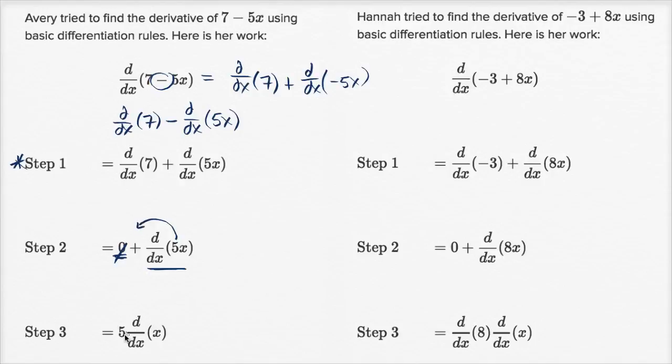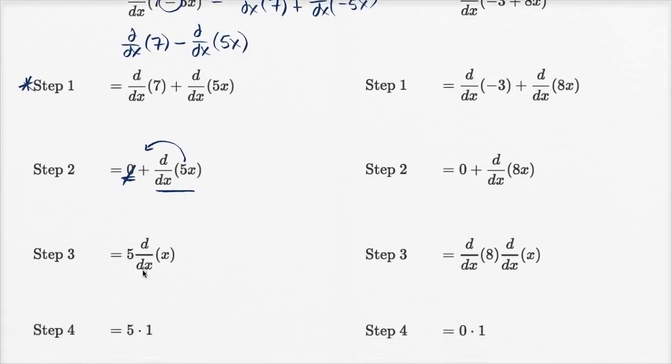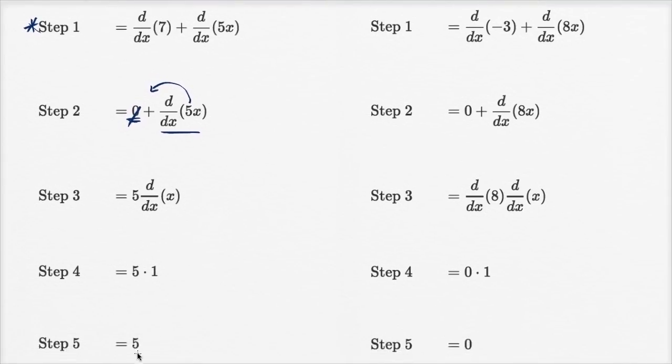And now she takes the constant out. And that's true. The derivative of a constant times something is equal to the constant times the derivative of that something. And then she finds that the derivative with respect to x of x is 1. And that's true. The slope, if you had the graph of y equals x, the slope there is 1. Or what's the rate of change at which x changes with respect to x? Well, it's going to be 1 for 1. So the slope here is 1. So this is going to be 5 times 1, which is equal to 5.